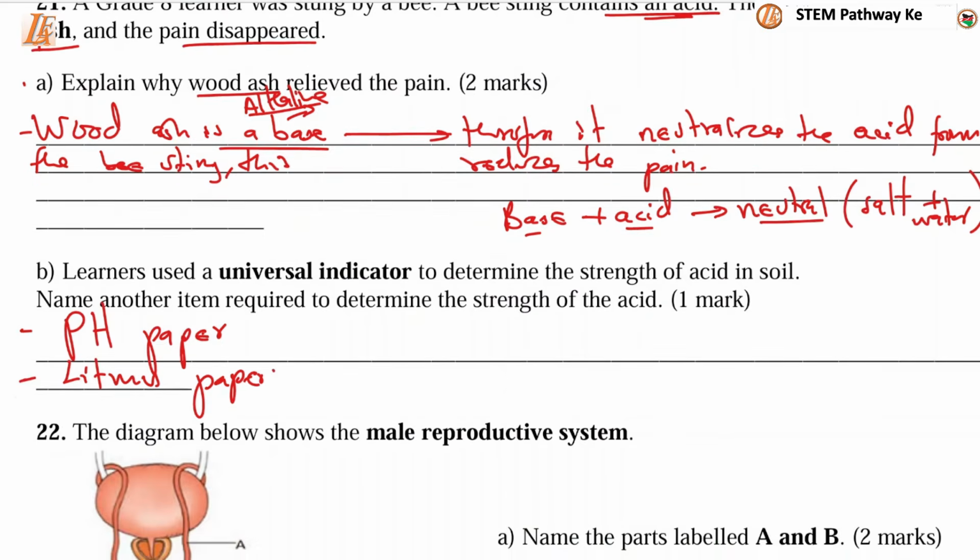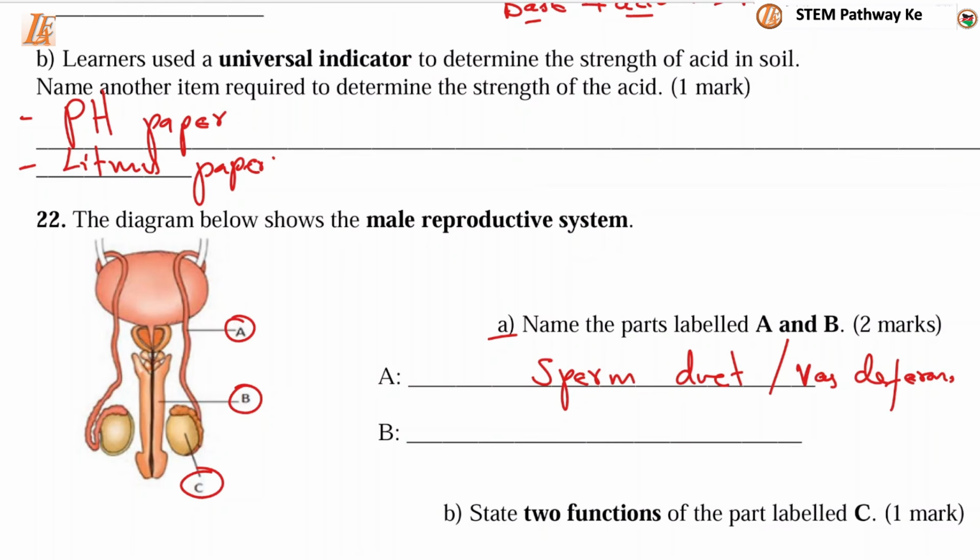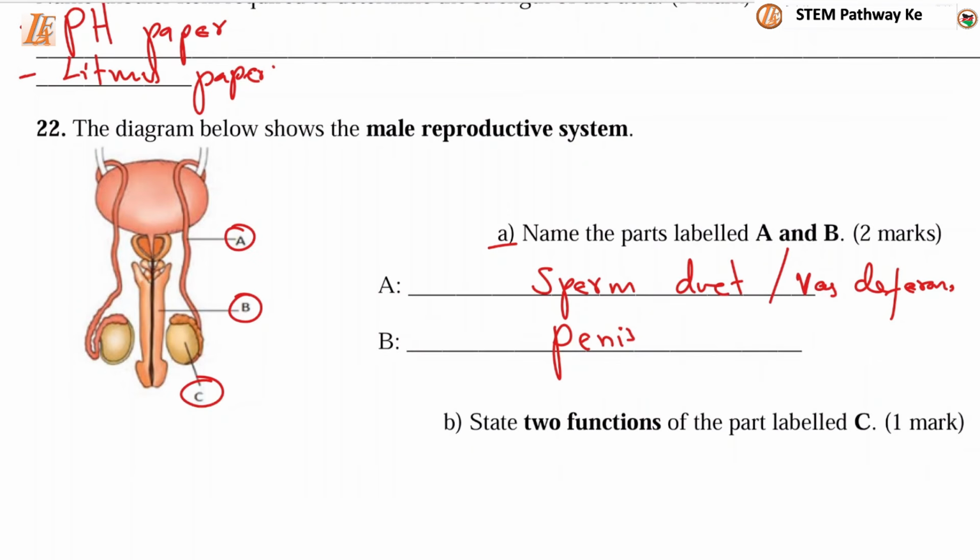Question 22. The diagram below shows the male reproductive system. Question A. Name the parts labeled A and B. The part labeled A is here, and then we have B here, then we have C down here. A is what we call a sperm duct. Then B is what we call the penis. It's a penis from the male reproductive system.